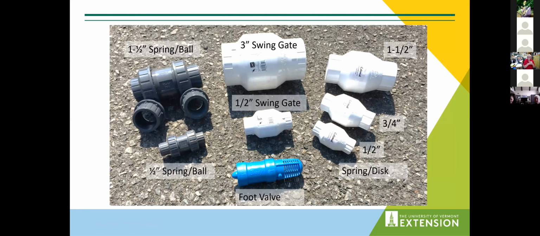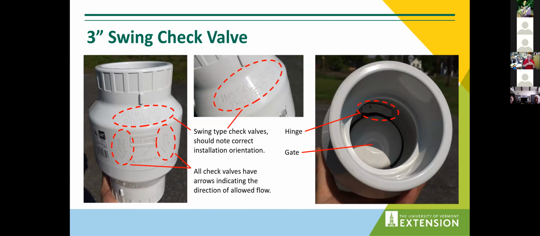Here's some examples of those spring ball types. Again, these are smaller versions, obviously, for drip irrigation or in a packing house. You have the swing gate type again, and then also the spring disc type. And I'm going to show you the swing gate type in a minute and some of the issues with those. You also have a foot valve for a water source, and I'm going to show you that in a second also.